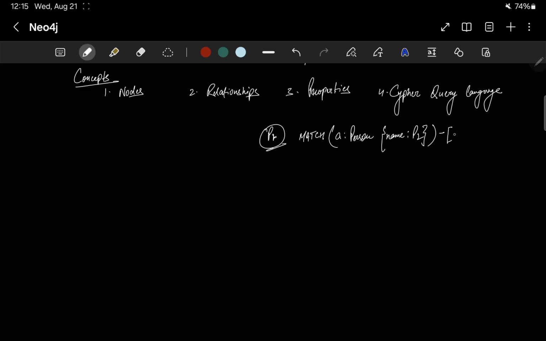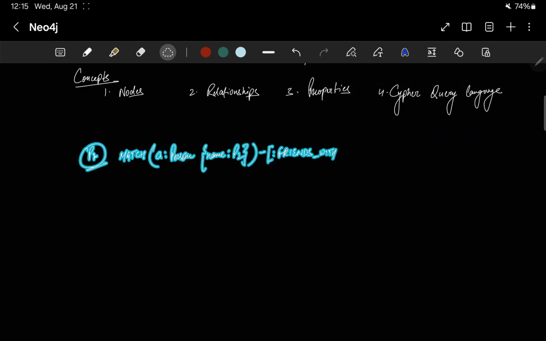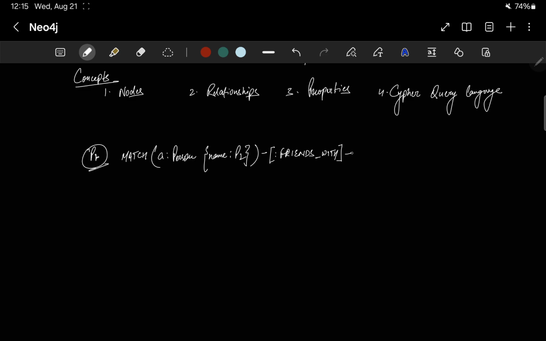And that person is friends with, actually I am short on space. So this person is friends with, let's say, a friend, and return this friend dot name.